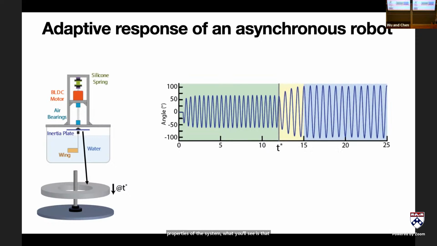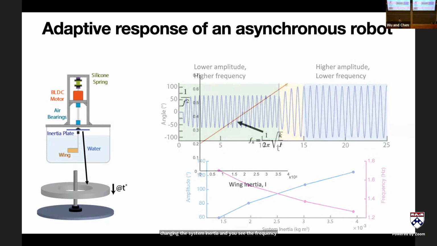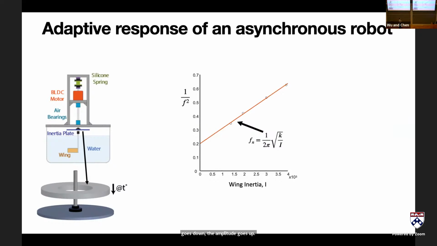But if you instantaneously change the mechanical properties of the system, what you'll see is that the amplitude and wing beat frequency change relatively quickly. And they change based on a very simple model of just changing the resonant frequency. The adaptive oscillator, that is the delayed stretch activation component, tracks that change in resonant frequency. Here are a couple of experiments changing the system inertia, and you see the frequency goes down, the amplitude goes up. If we rescale this in terms of 1 over the natural frequency squared, you can see that by changing wing inertia, we're just tracking along this line. This delayed stretch activation is immediately tracking what the new resonant frequency of the flapping wing system is.